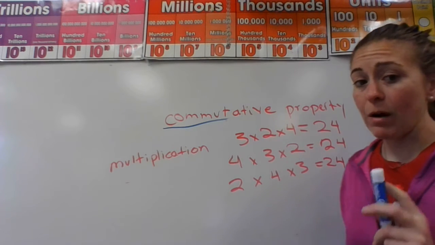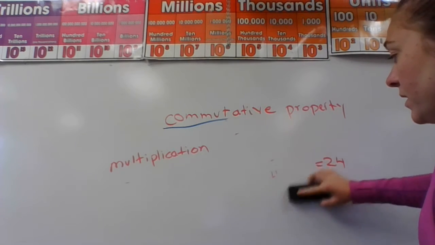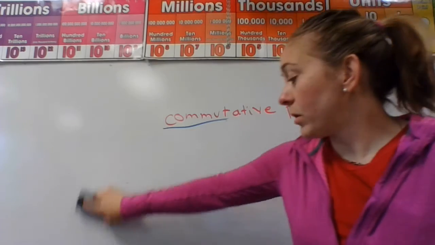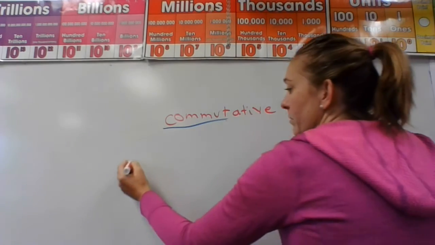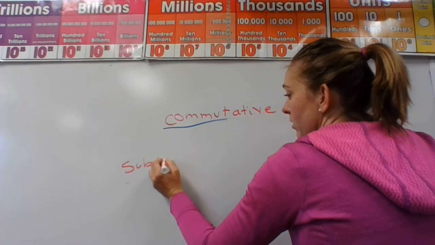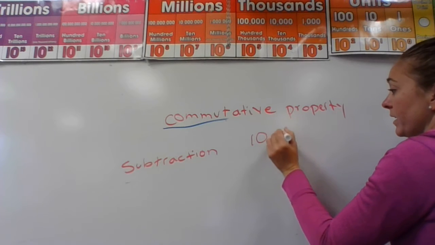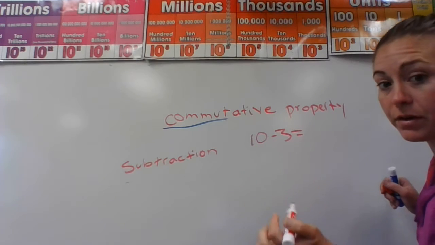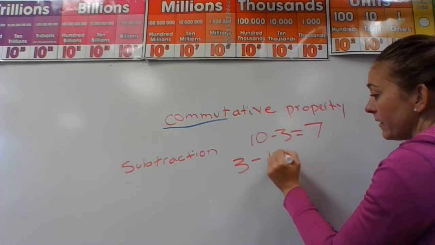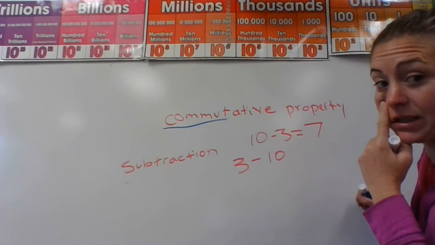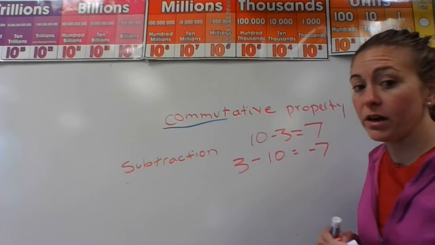The commutative property, however, does not work for subtraction, and it does not work for division. If I move things around when I divide or when I subtract, I'm going to get a different answer. So let's look at subtraction really quick. If I do 10 minus 3, I get 7, correct? However, if I do 3 minus 10, I'm going to have a negative number. I'm going to have negative 7, and those two are very different numbers.